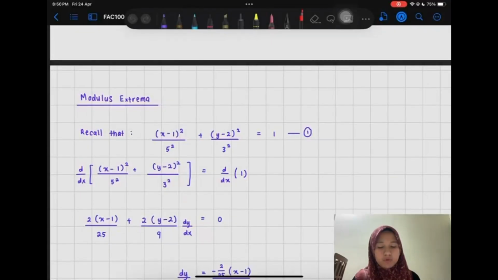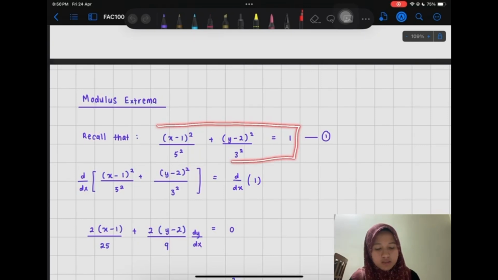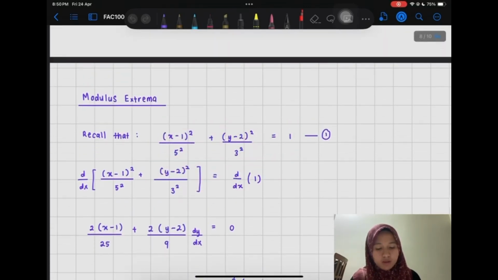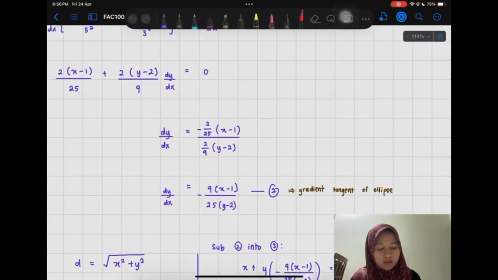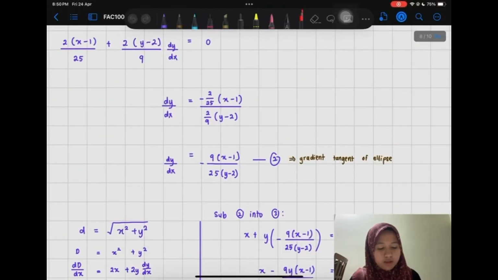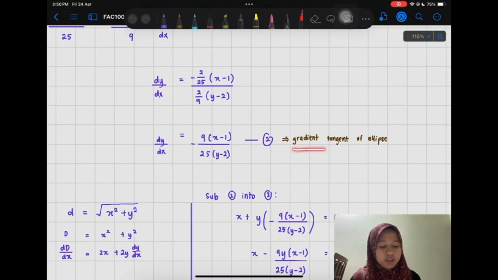For modulus extrema for ellipse, recall that our ellipse equation is this. So when we differentiate our ellipse equation, we will get dy/dx to be negative 9(x minus 1) over 25(y minus 2). This equation is the gradient tangent of the ellipse.